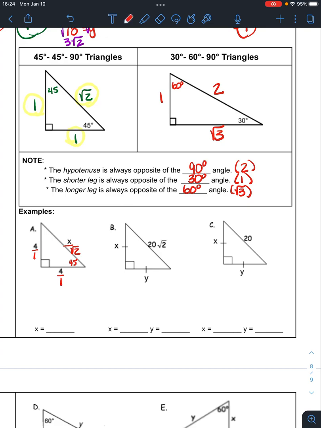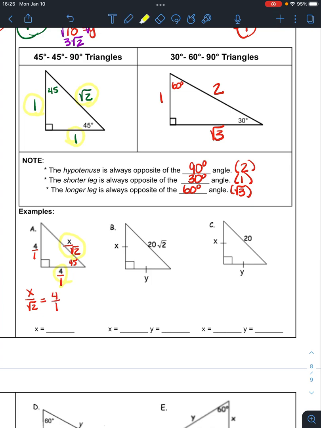Now, when you set this up, the reason I want you to do this is because now look what you've got. I want to find x. So we're going to use this fraction right here, x divided by the square root of 2. So x over the square root of 2 is equal to, and it doesn't matter which one you use because they're both the same, 4 over 1. So equals 4 over 1.